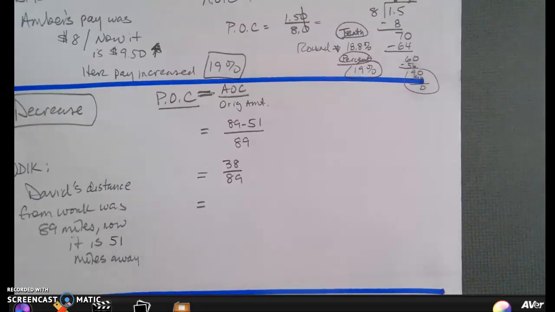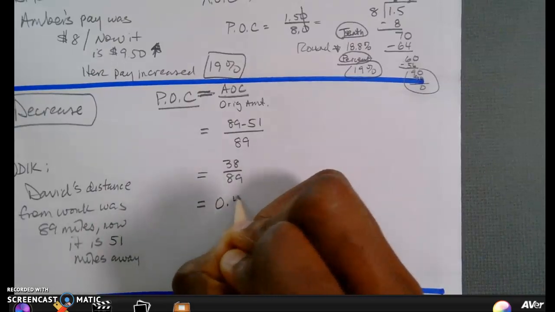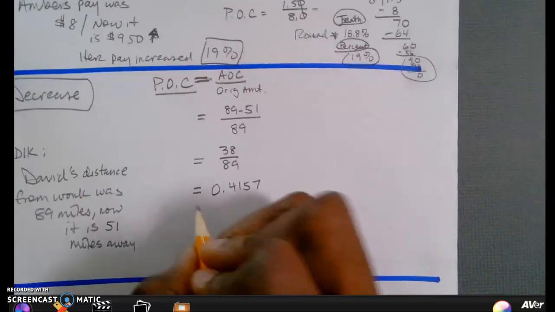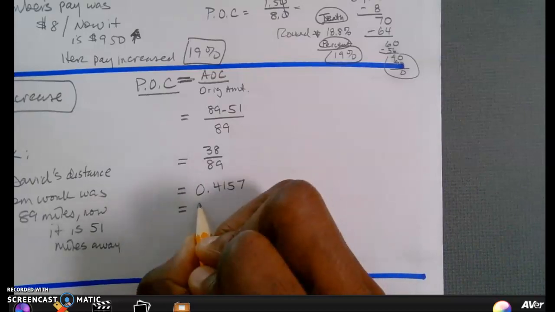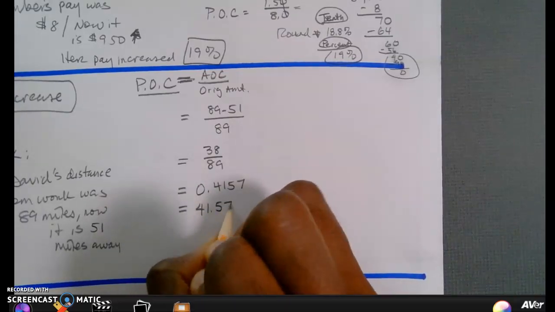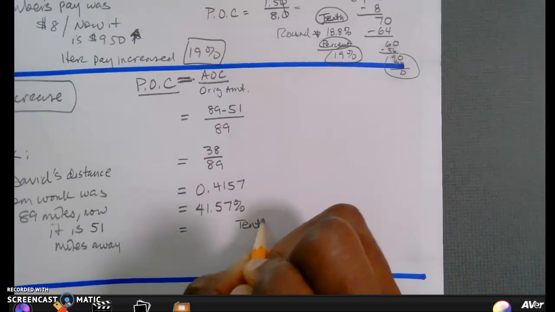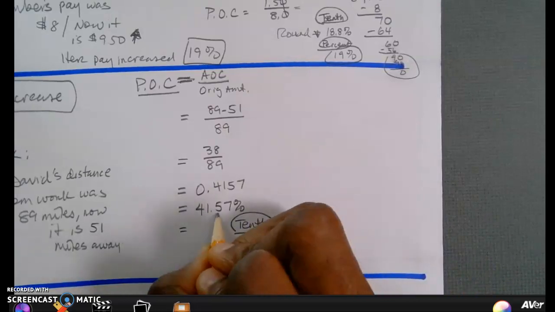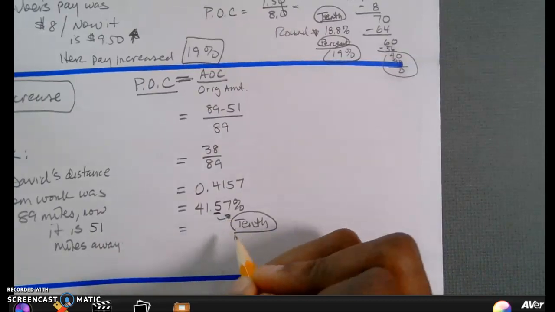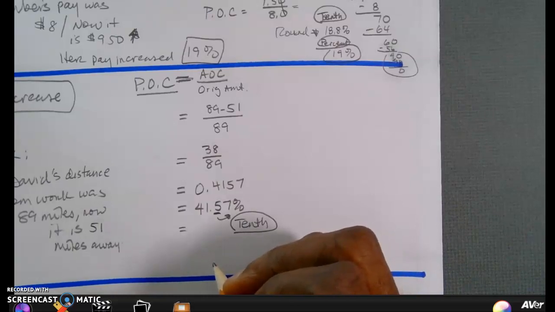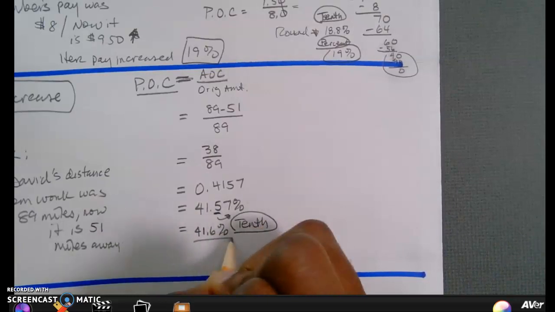Now, I'm not going to divide this out longhand for you, but through the magic of YouTube, this comes out to be 0.4157. Converting that to a percentage, that becomes 41.57% is the raw number. Rounded to the nearest tenth, I'm looking in this place here, and then I look right next door. That number tells me if I go up or down. 0 to 4, I stay as is. 5 to 9, I go up. That becomes 41.6% rounded to the nearest tenth.